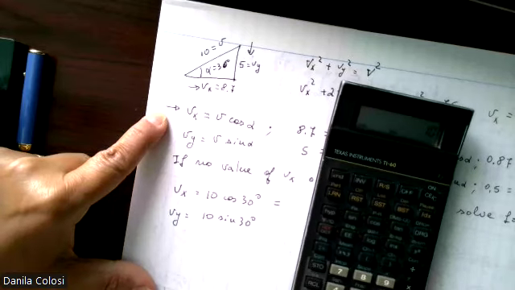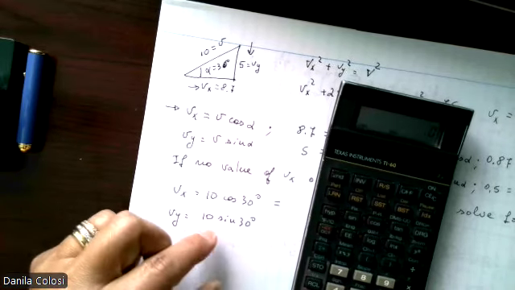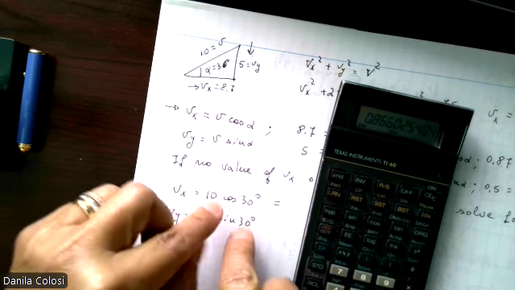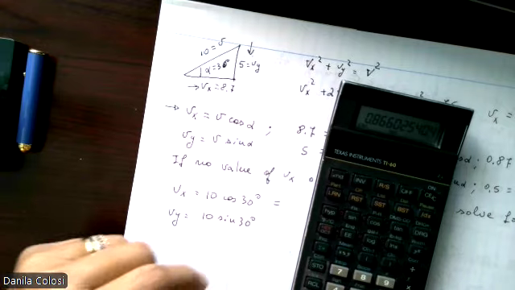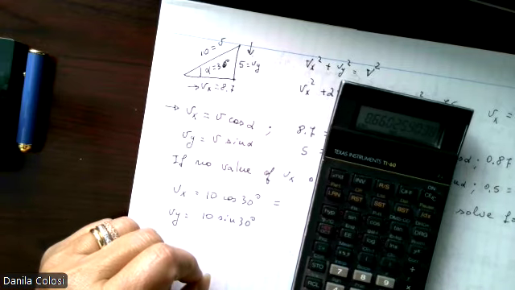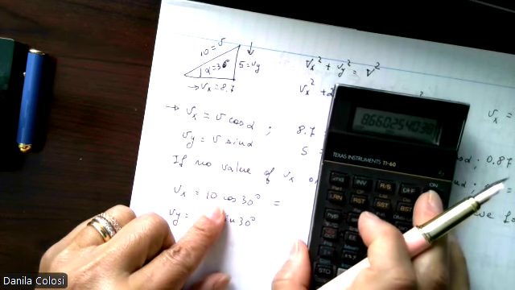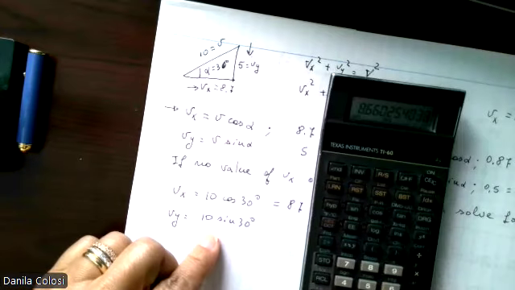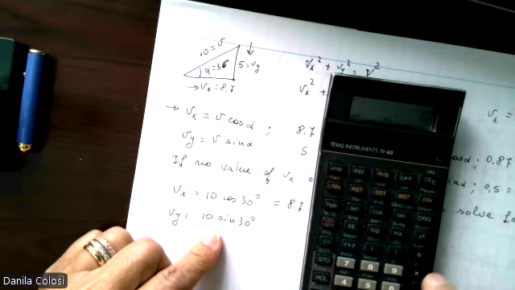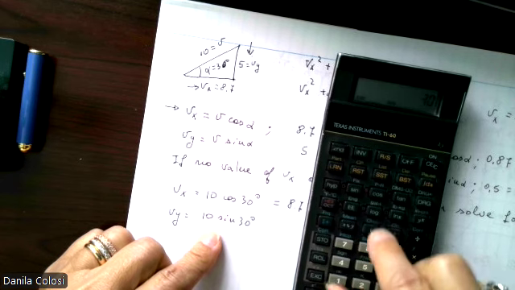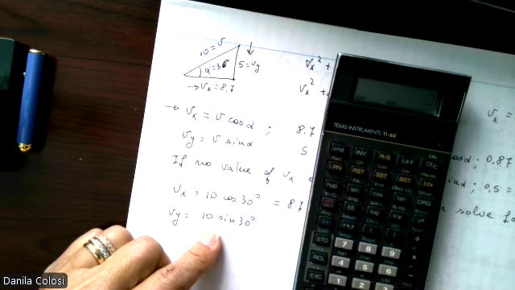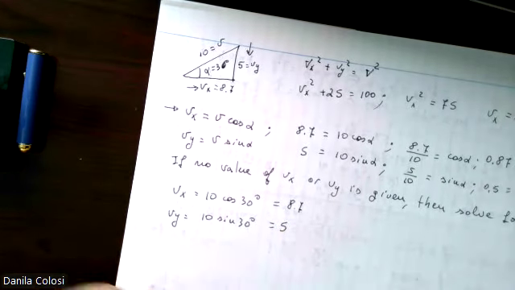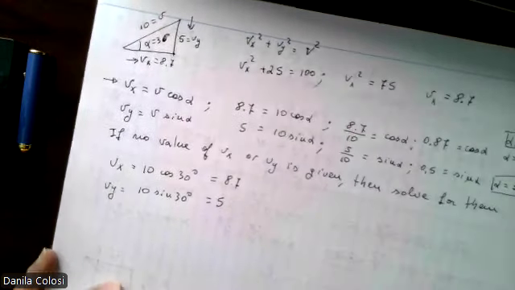So 10 times, you will do, I keep on doing parentheses 30 and then cosine, but on your calculator, I'm pretty sure you can just type cosine parentheses 30, right? And this is 8.66, okay, which means 8.7. And this other one instead is 10 times sine 30. I know I don't need the parentheses in this calculator, and this is 5. Okay, so now we have verified everything.